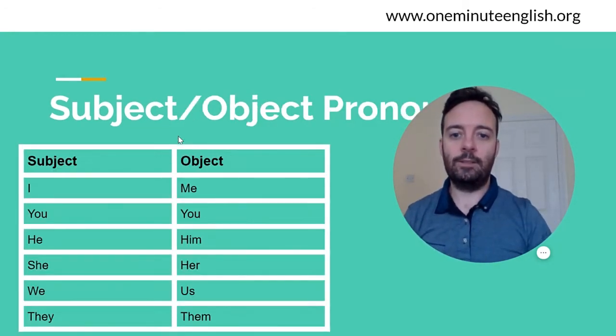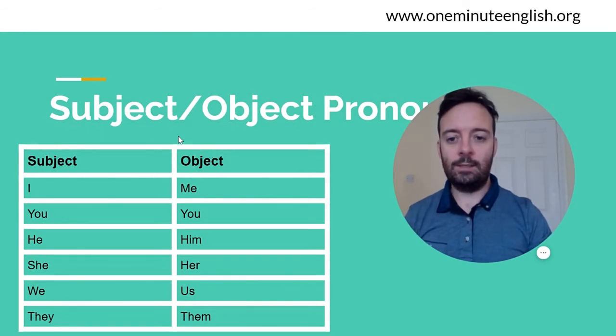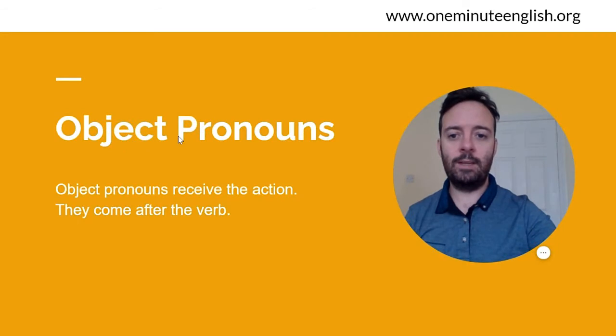So here we have subject and object pronouns. So the subject, right, is I, you, he, she, we, and they. And then the object is me, you, him, her, us, and them. Let's look more about object pronouns now.